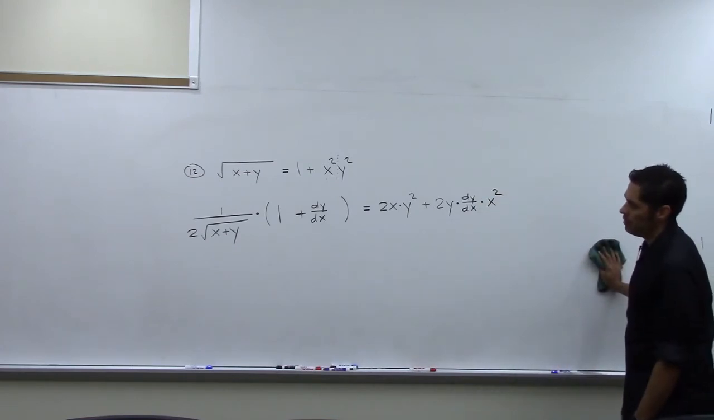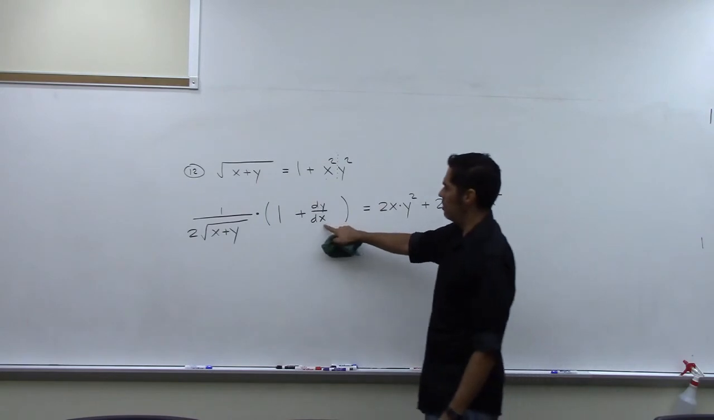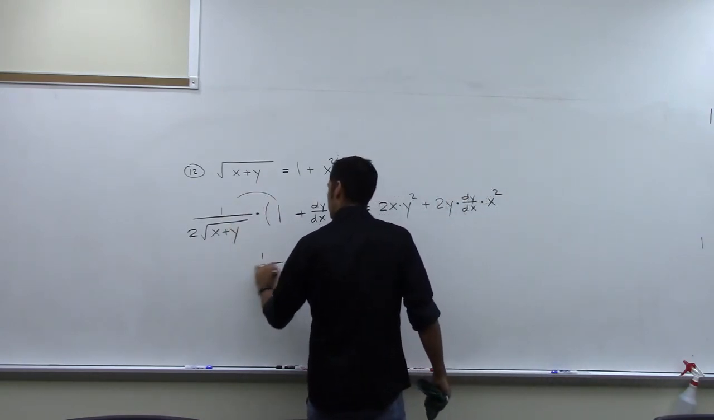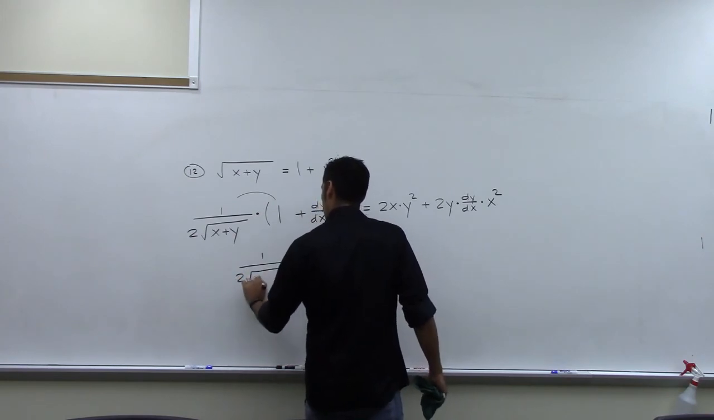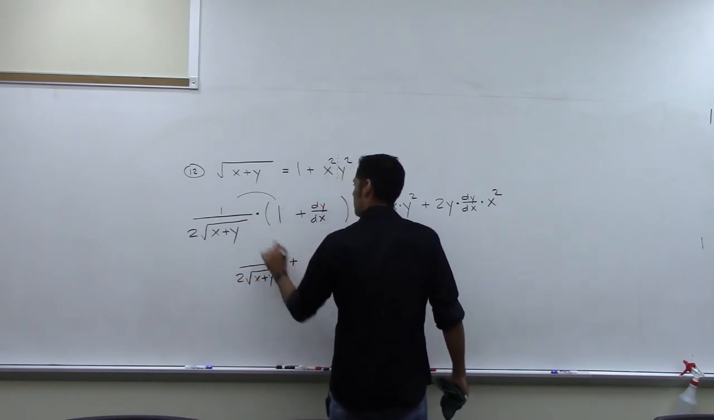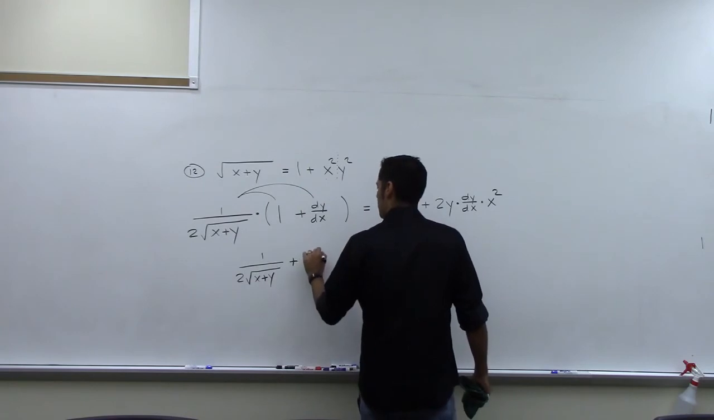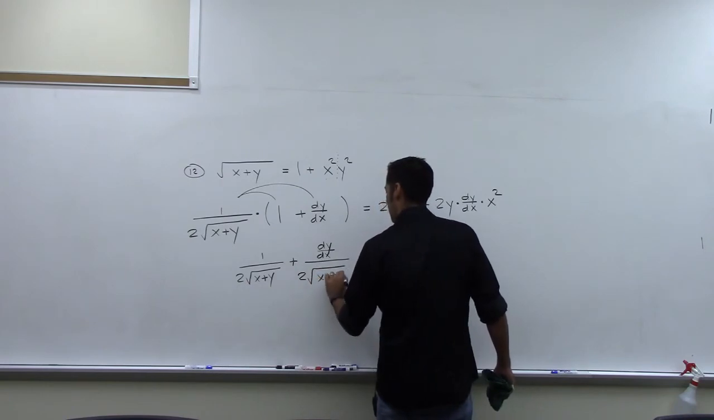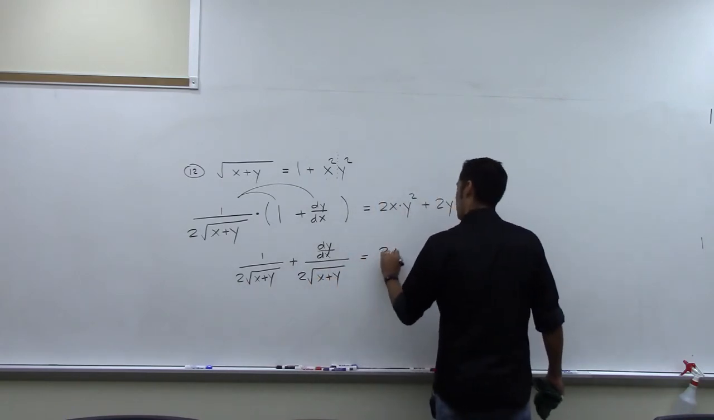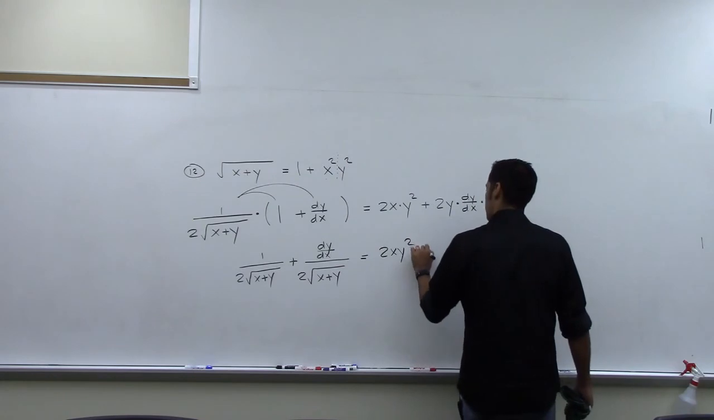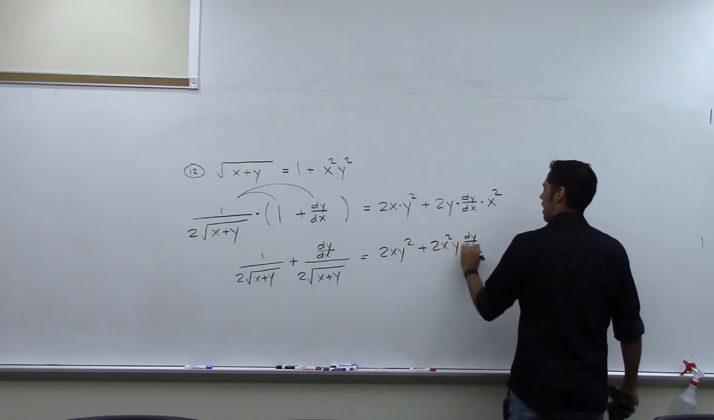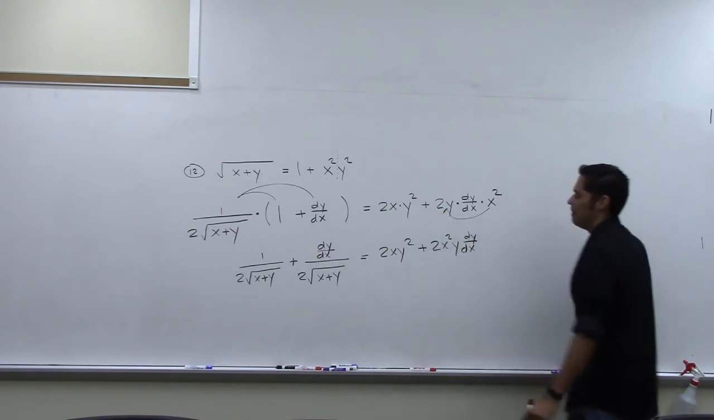So that's your derivative. I need to free this, so I need to distribute. Here to here is itself, plus here to here, I'm just going to put the dy/dx on top of the 2 over root x, plus y, and then equals over here 2xy squared plus 2x squared y dy/dx. I just slid this out here.